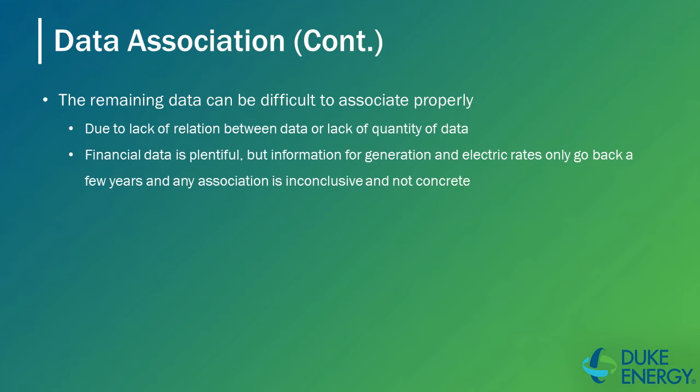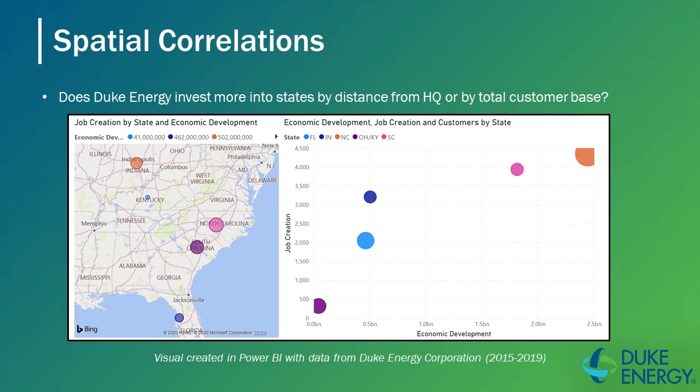While there are more examples of data association, some of the data can be difficult to associate properly. This may be due to lack of relation between data or lack of quantity of data. Financial data was plentiful, but information for generation and electrical rates only go back a few years, and any association is inconclusive and not concrete. Moving on, let's see if one of our questions can be answered.